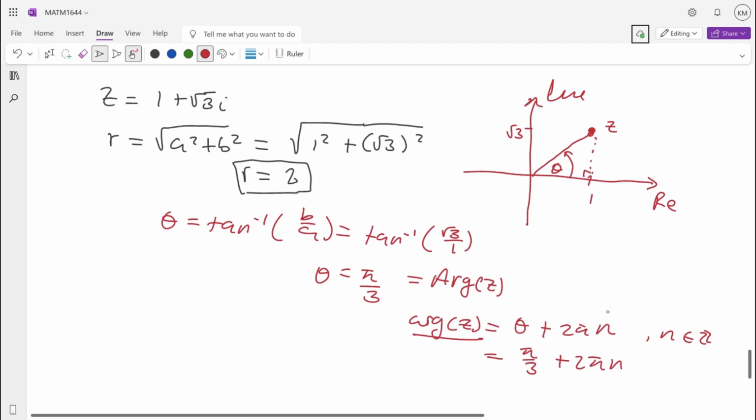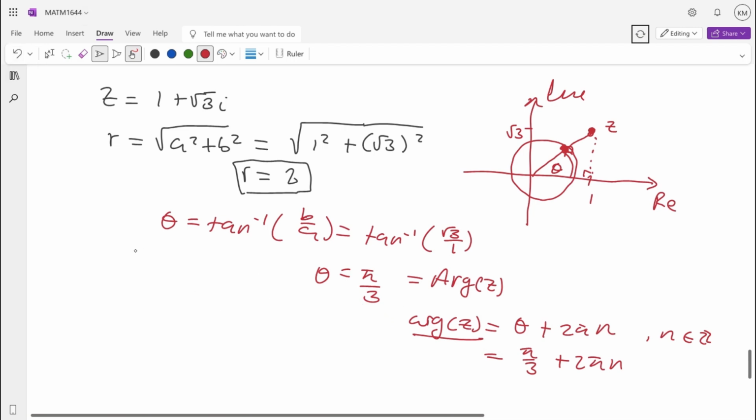If you vary n, choose n as 1, you will have pi over 3 plus 2 pi. That is the angle that you can get if you take a full revolution from this angle. Say you start from there, you take a full revolution and come back where you started. So this is a full revolution, 2 pi. That is another angle of z. But this one, pi over 3, is unique. That is why we call it the big argument of z.